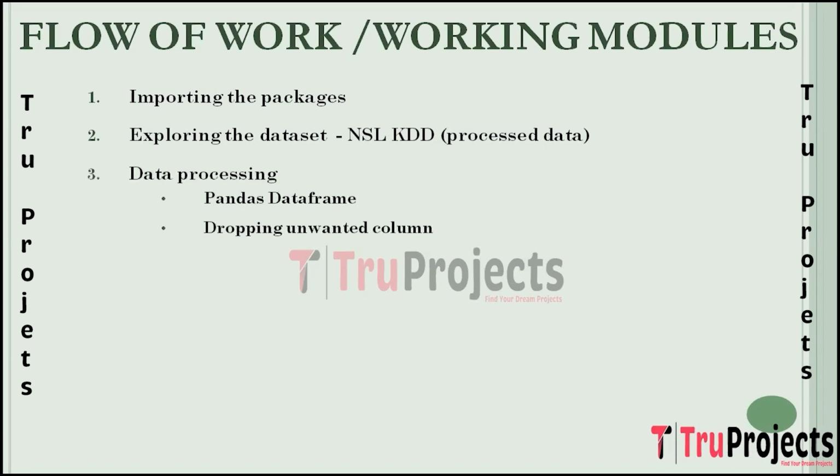Data processing. Here we have two substeps. Coming to first substep, which is converting data into Pandas data frame. In this step, the dataset is converted into Pandas data frame, which is a widely used data structure in Python for efficient data manipulation and analysis. Dropping unwanted columns. Unnecessary columns are removed during this data processing phase, streamlining the dataset for improved efficiency and relevance.